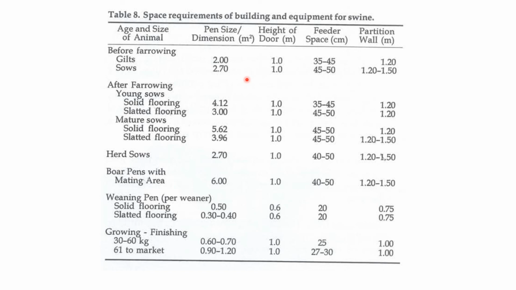So, kung mas bata yung gilt, most probably mas maliit siya. So, kailangan mas maliit yung pen size dimension niya. Pero for the height of the door, nasa 1 meter pa rin. And then, ganun din sa feeder, mas maliit doon sa gilt compared doon sa sow. Nasa 45 to 50 centimeters yung sow, nasa 35 to 45 centimeters yung gilt. For the partition wall, medyo mas matangkad, nasa 1.50 meters for the sow.